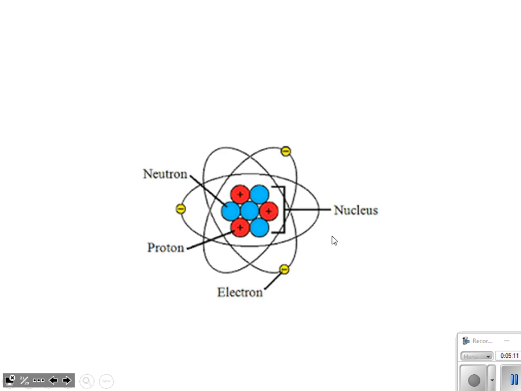Now, if you look at this specific element right here, there are 3 protons, aren't there? How many neutrons are there? 4. Okay. If you add them together, what total is in the nucleus? 7. That's very good math, folks. Good job. Okay. So remember that.